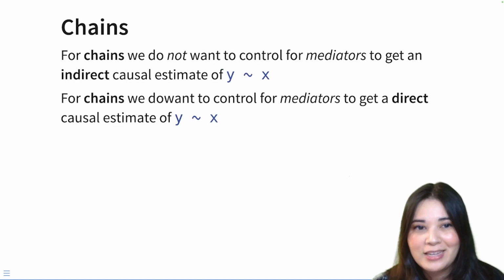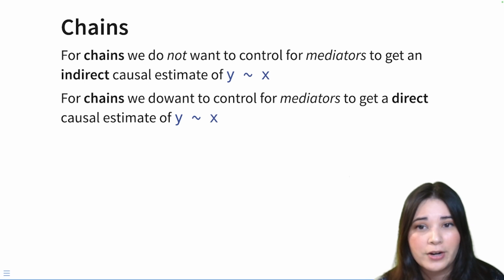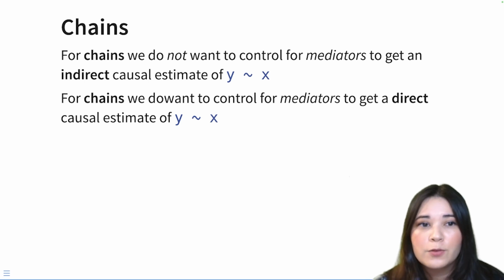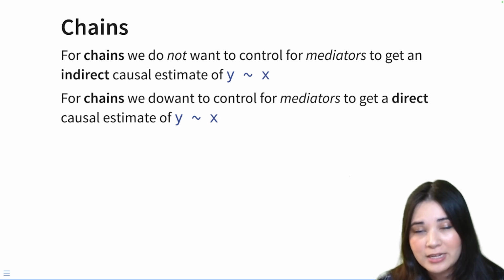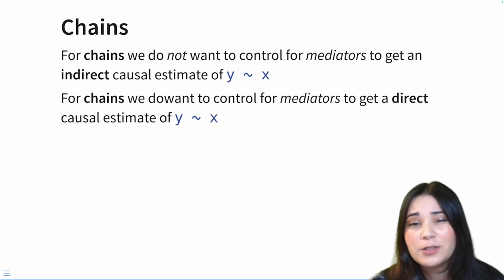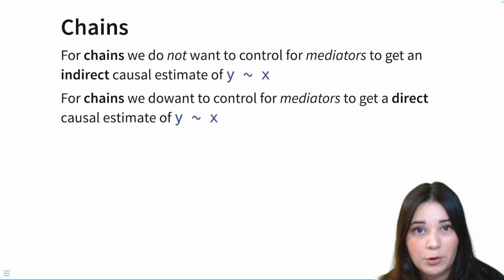So what do we do? It actually depends on the situation and what you're trying to estimate. In the context of a chain, we call Z a mediator of X on Y. This means that X's relationship with Y only flows through our third variable, the mediator, Z. For chains, we do not want to control for mediators if we want to get an indirect causal estimate of the effect of X on Y. For instance, if we wanted to know, how does changing your diet impact your mood, even if it's through another variable, then we would not want to control for that third variable, microbiome.